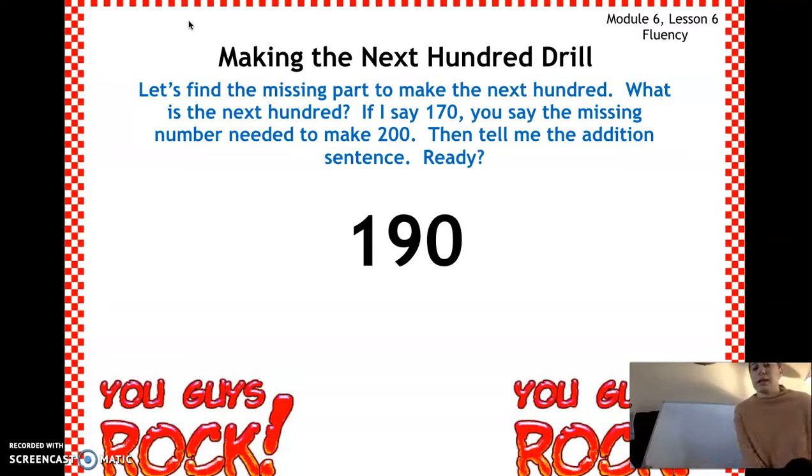Now we have 190. How many do we need to make 200? Good, 10. So our addition sentence is 190 plus 10 equals 200. Now we have 160. What's our missing number we need to make 200? Good, 40. What's our addition sentence? Good, 160 plus 40 equals 200. Remember, if you need help, you can count by tens, so you would go from 160 to 200.